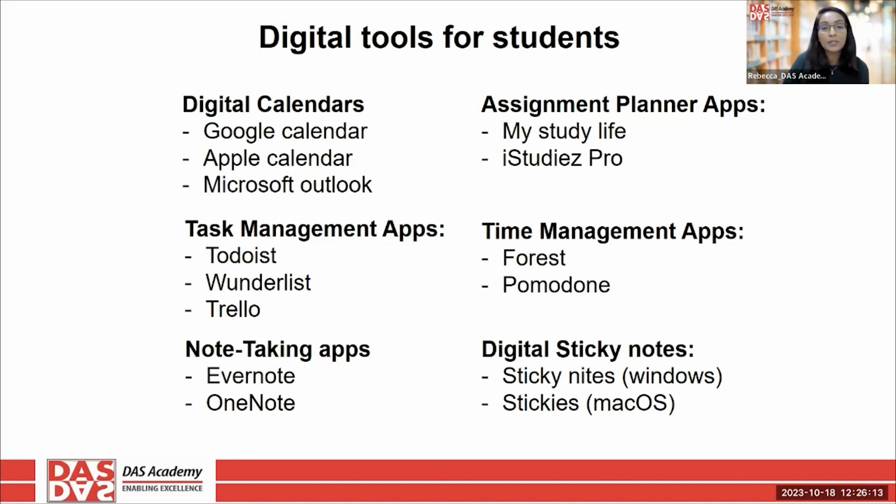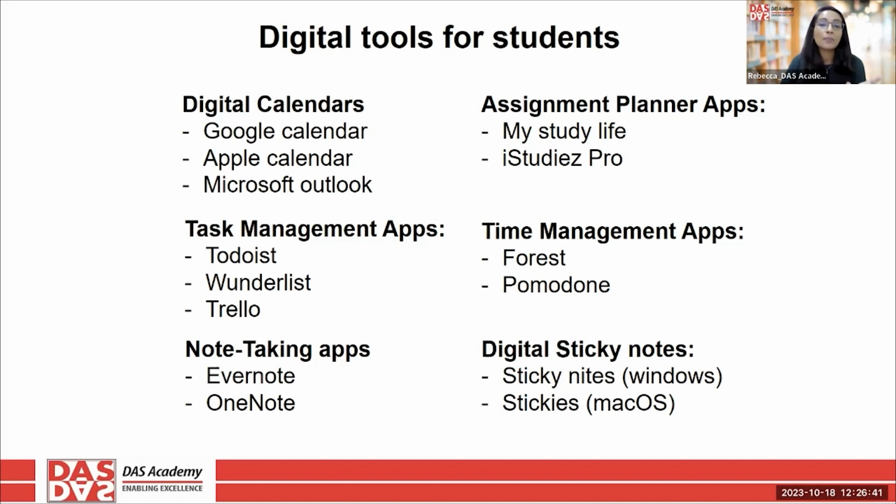deadlines better. All right, so if you look at digital calendars, Google Calendar is an online calendar tool that allows students to schedule assignments and set reminders. It can be accessed on various devices. Apple Calendar, so for Apple users, they can use the built-in calendar app, which syncs with other Apple devices too. Microsoft Outlook's calendar feature is integrated with email and is widely used in professional settings, right?